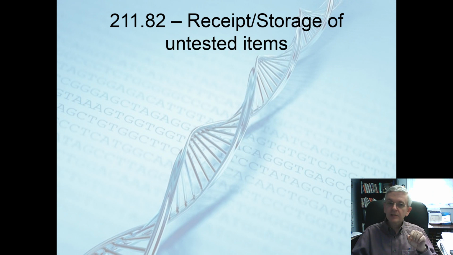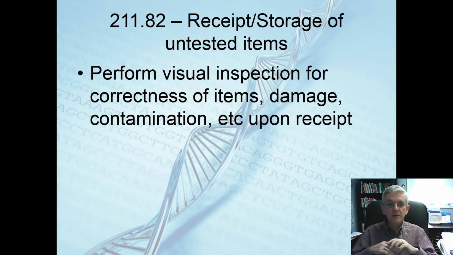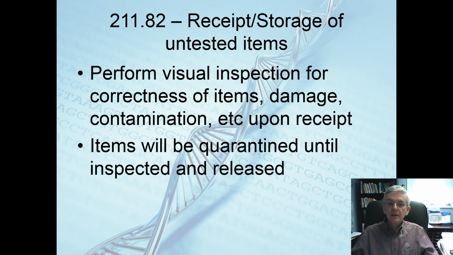21182 talks about receipt and storage of any untested items. You'll perform visual inspection for correctness, making sure that the items that you receive are the proper material, that they haven't been damaged, they're not contaminated, whatever it is upon receipt. And items will be quarantined until they're inspected and released.